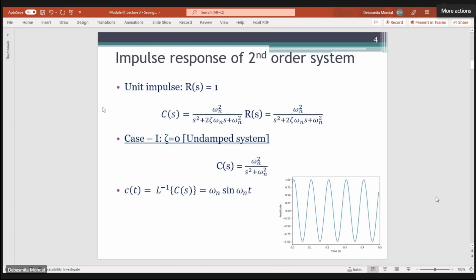Okay, so now let's see, if you are given a second order closed loop system, we have seen that the general expression for a second order system is C(s) by R(s) equals omega n square by s square plus 2 zeta omega n s plus omega n square. So this is the general transfer function of a unity feedback second order system.